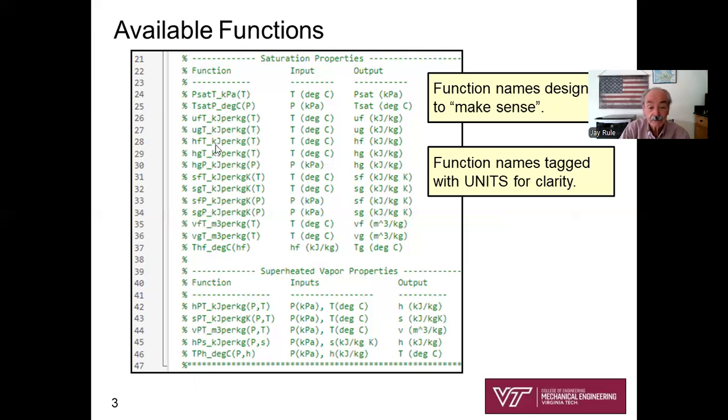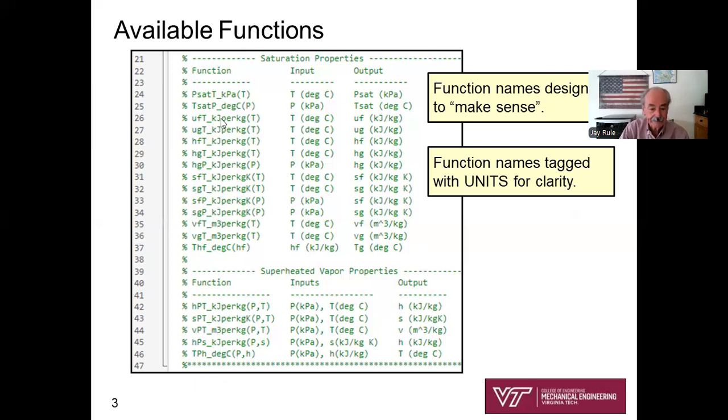Let's look down at another example. How about HGT? Well, Hg would be the enthalpy of saturated vapor, just like you're used to looking up on your tables, Hg as a function of T with units kilojoules per kilogram. So the input is T, and the output is the variable Hg, the enthalpy of saturated vapor in kilojoules per kilogram.